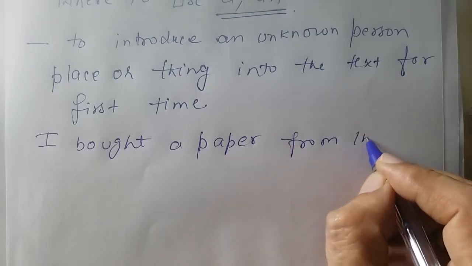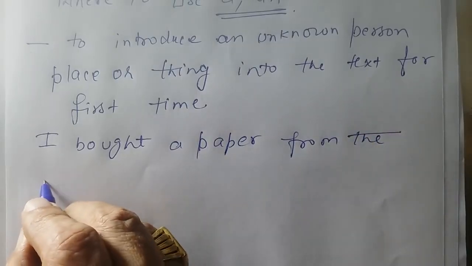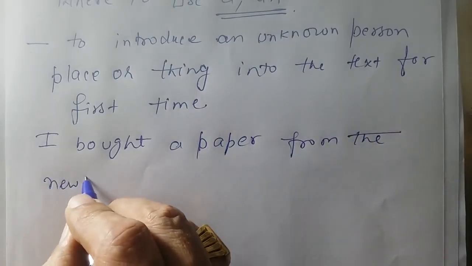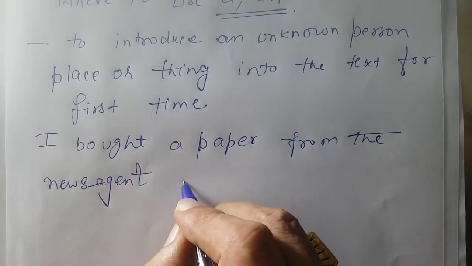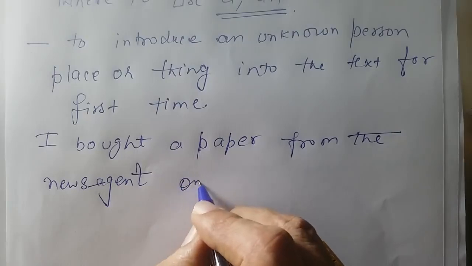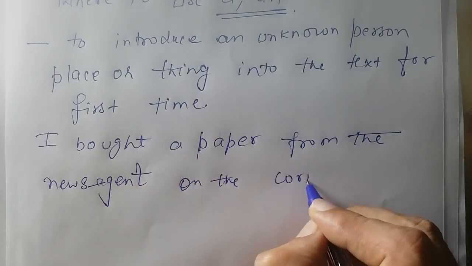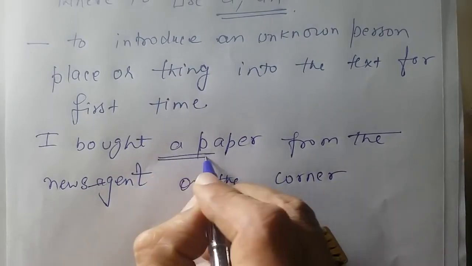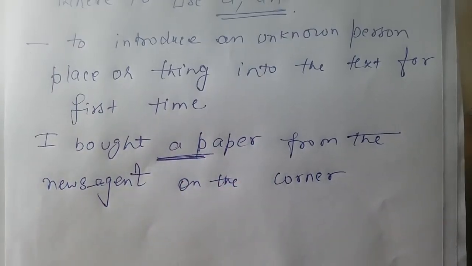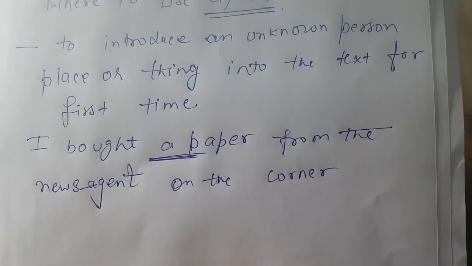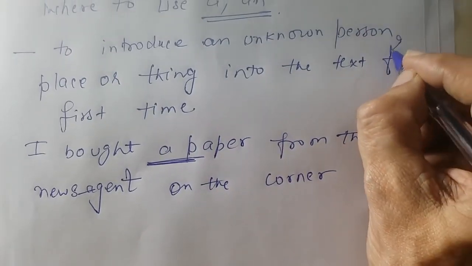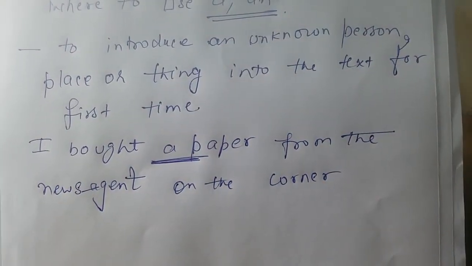from the news agent on the corner. New thing. Introduction of new thing. To introduce an unknown person, place or thing into the text for first time.